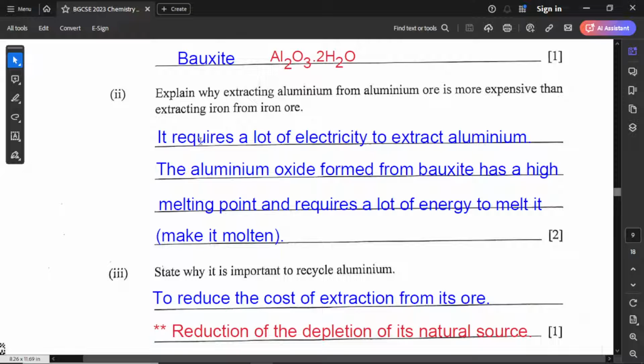So let us read this quickly. It says it requires a lot of electricity to extract aluminum. And it says the aluminum oxide formed from bauxite has a high melting point. That's also very important, and it requires a lot of energy to melt it, or to make it become molten, because that's the idea. You must melt the aluminum oxide that is formed from bauxite. So you use a lot of electricity for the electrolysis process, and also to make the aluminum oxide molten, it requires a lot of heat energy. So heat is required right here.